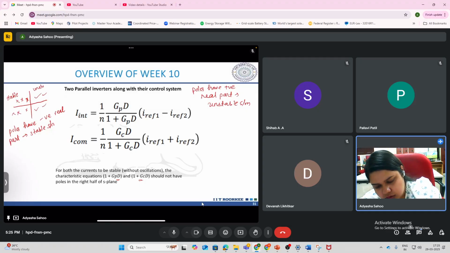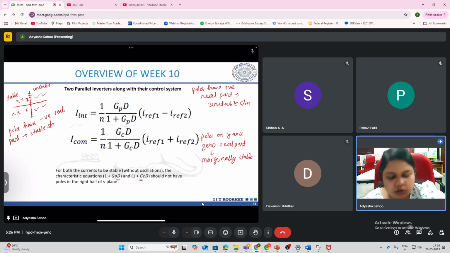This is unstable, and poles on the y-axis, that is here, mean zero real part. That means you only have the imaginary component there. It is a marginally stable system.